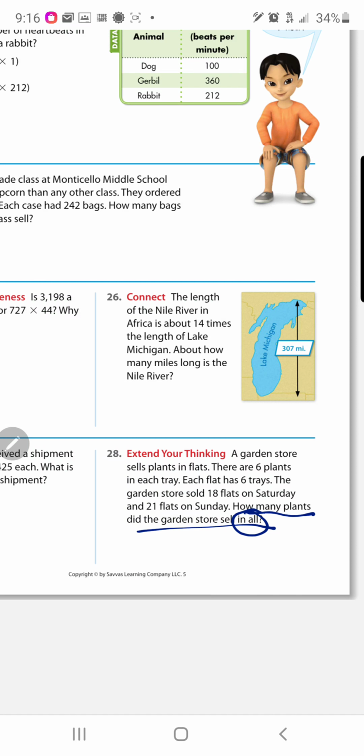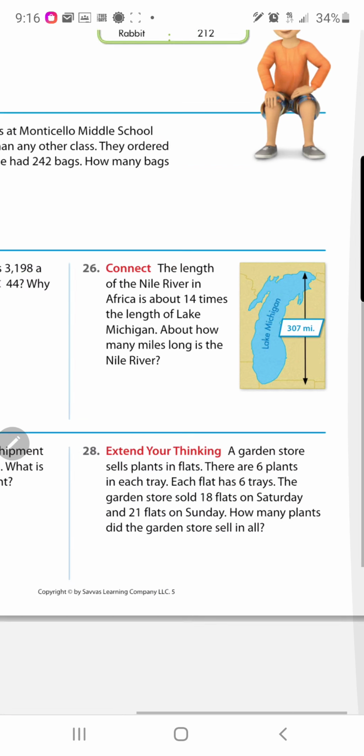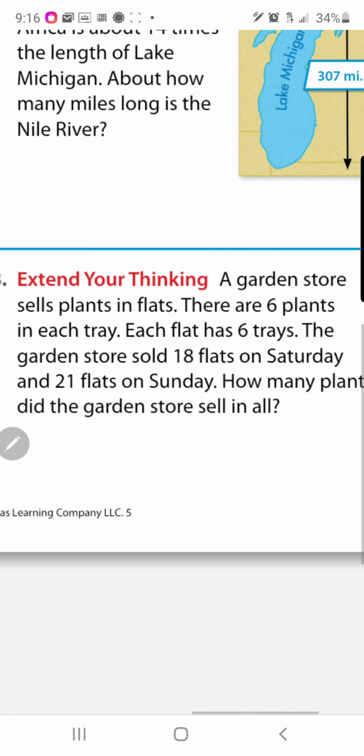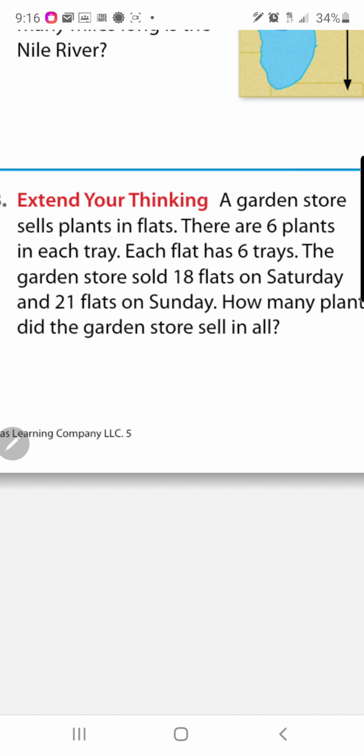This is actually a combination of two operations, adding and multiplying. Let me show you how real quick. Let me give myself enough space here. And I'm going to move this up so that I can write that down. And I'm going to draw it out first, okay? So it says that there are 6 plants in each tray. Here's one tray. You have 6 plants there, right? And it says each flat has 6 trays.